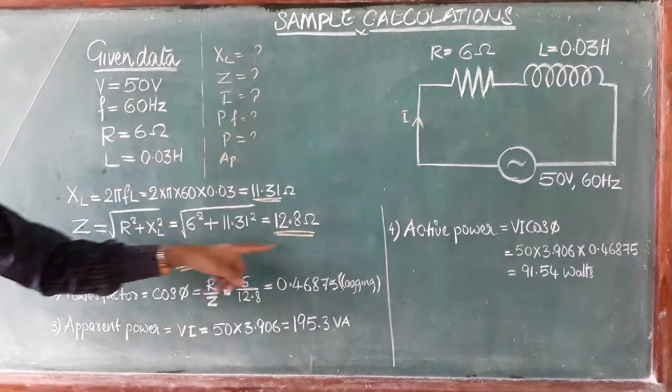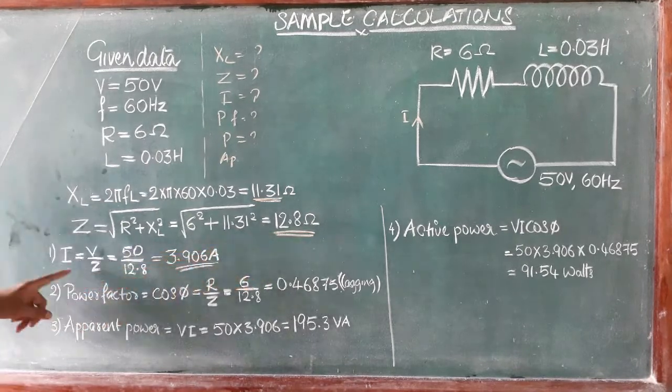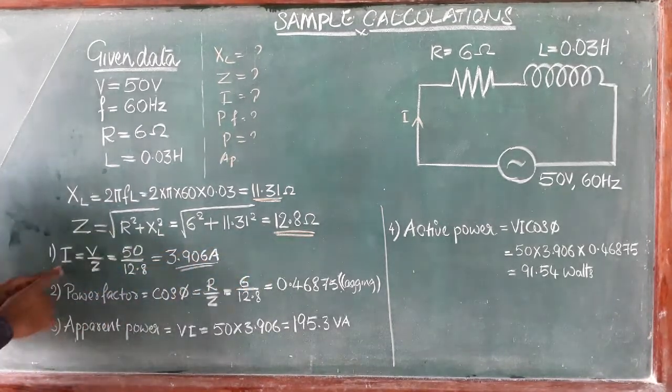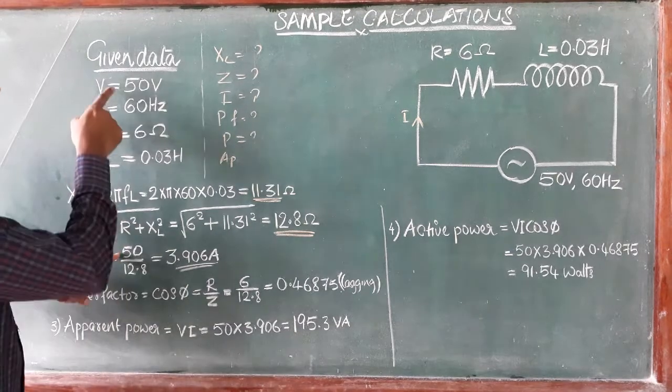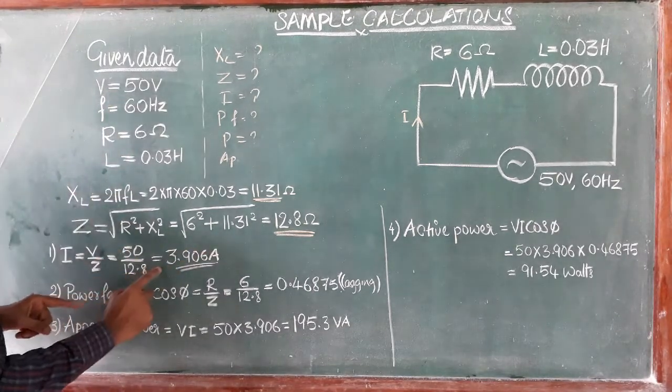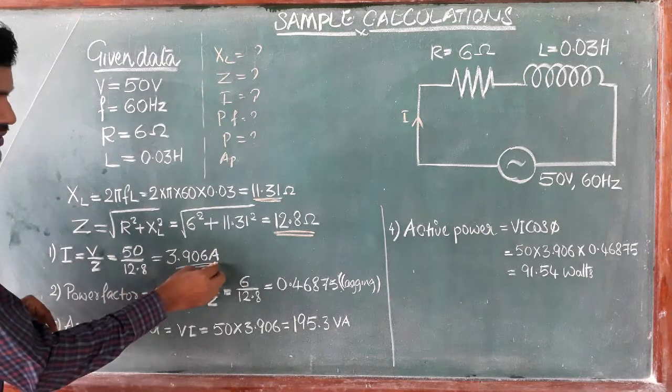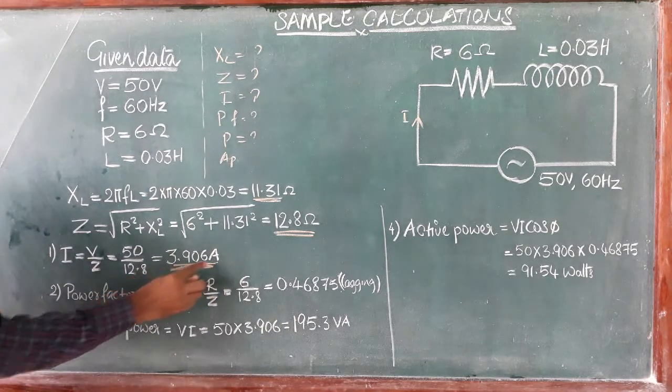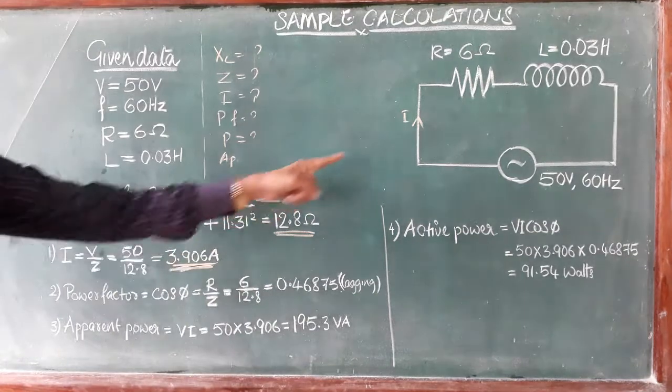Once we have the impedance, we can calculate the total current. We know that V equals I into Z, so I equals V by Z. Voltage is 50 volt, Z is 12.8, so 50 by 12.8 we will get 3.906 ampere. This much current is flowing in the circuit.